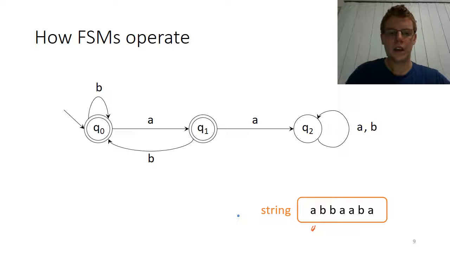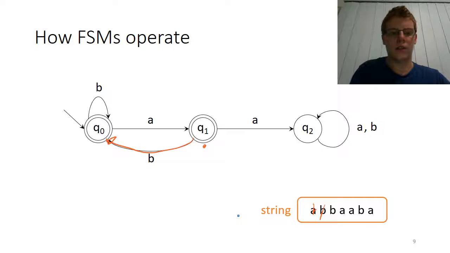So, the start state for this machine is Q0. The first symbol that it will see is the letter A, and the transition matching that is this one. So, the machine will consume this symbol and move to state Q1. The machine will then see the letter B as the next symbol and will follow the transition out of its current state, Q1, that matches that, going back to state Q0.